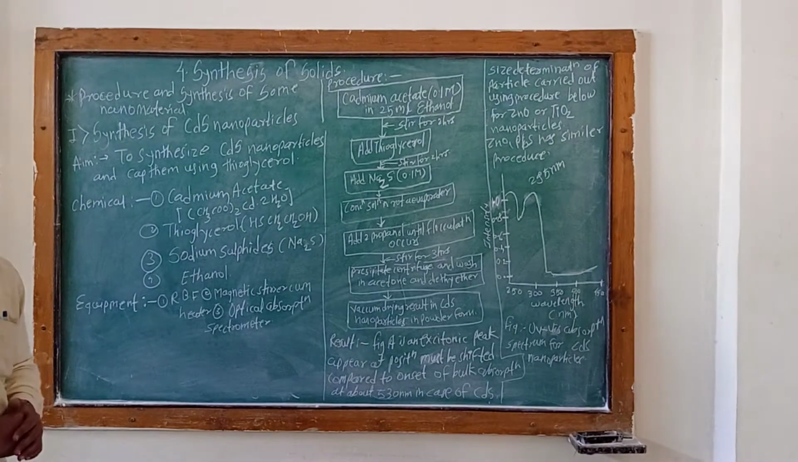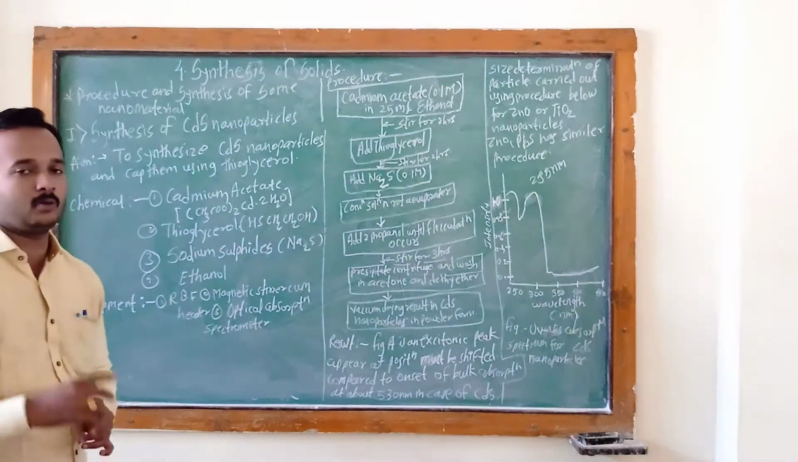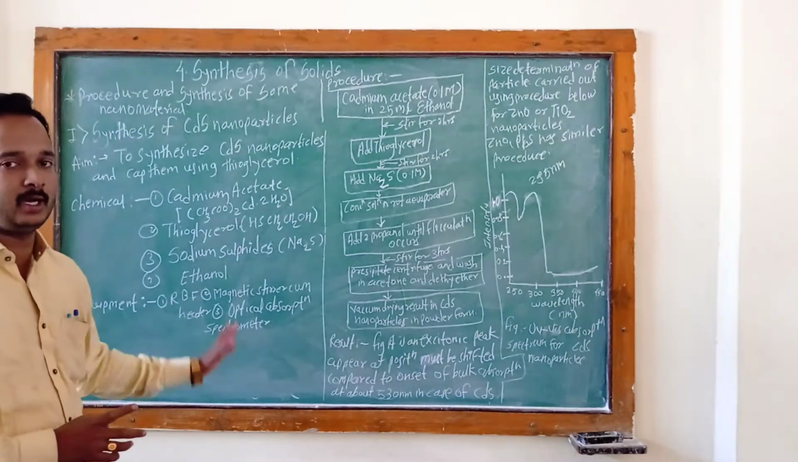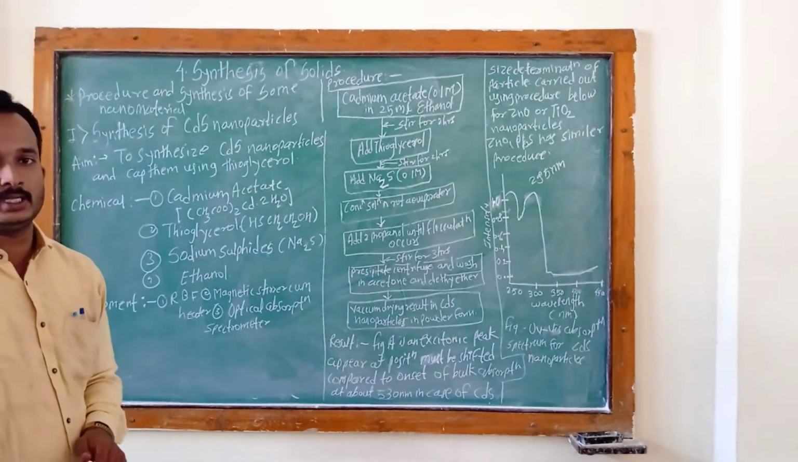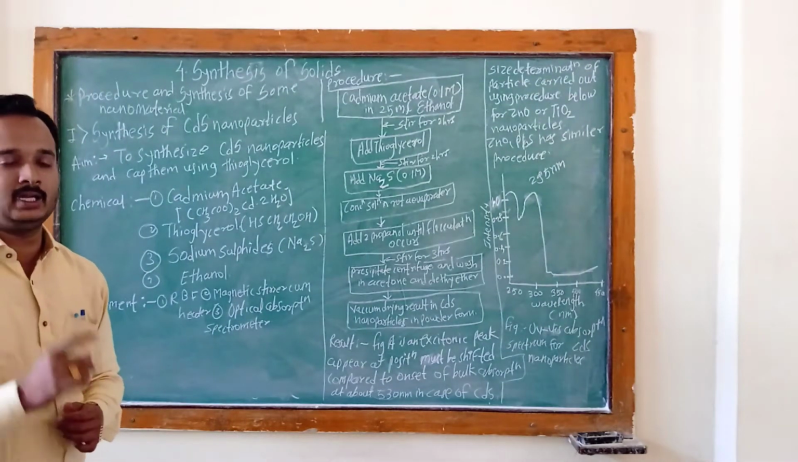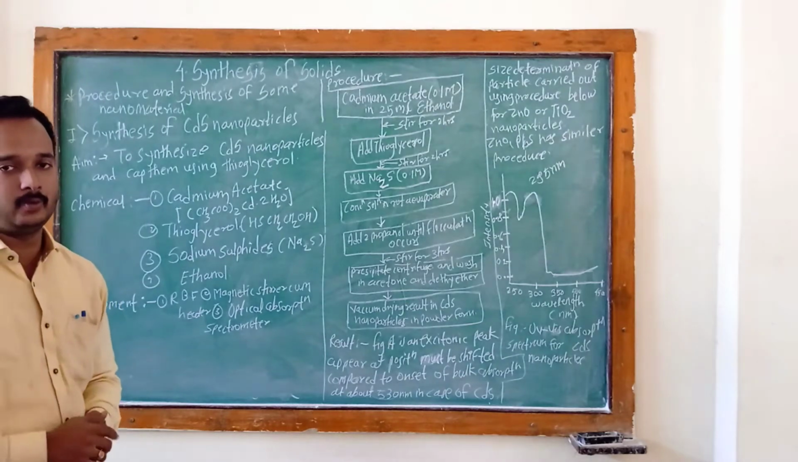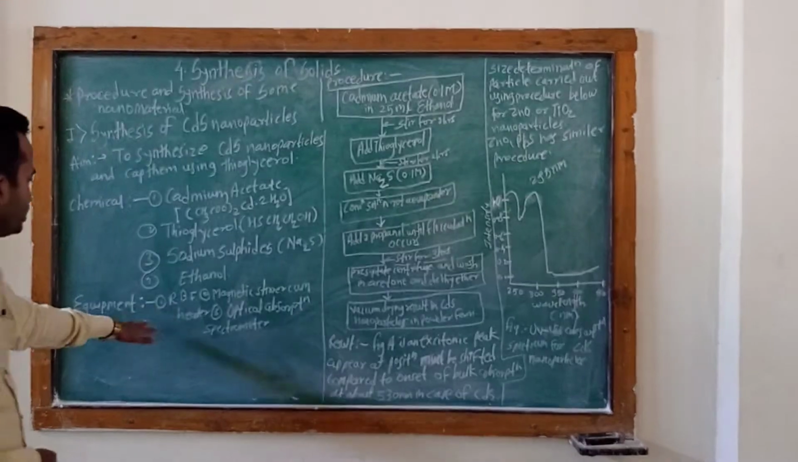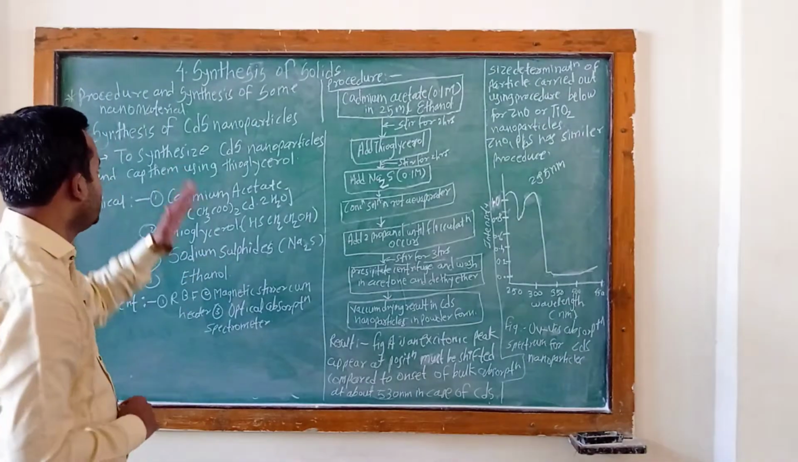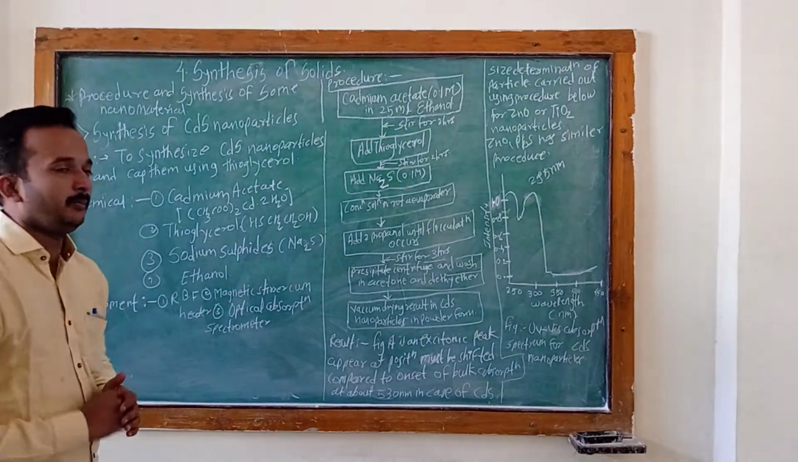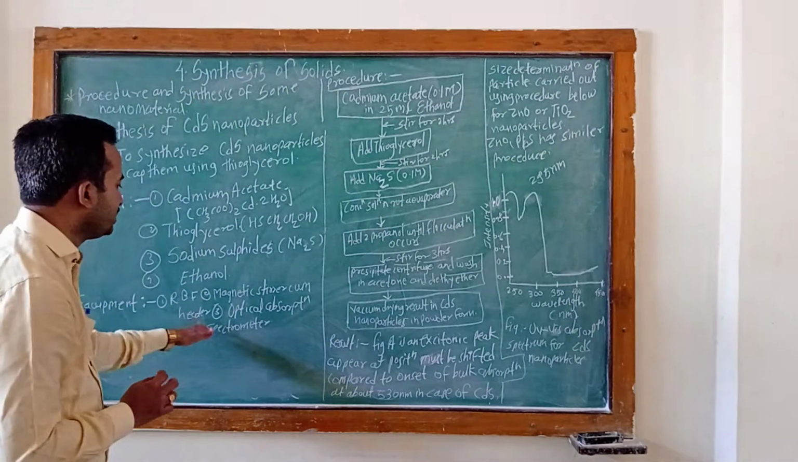Then the equipment. You have to know about the round bottom flask assembly. You use this round bottom flask assembly in the SYBSc and TYBSc practicals. This RBF assembly is used as equipment in the synthesis of cadmium sulfide nanoparticles.